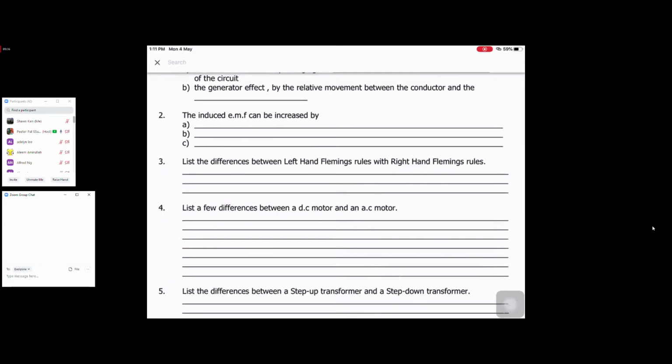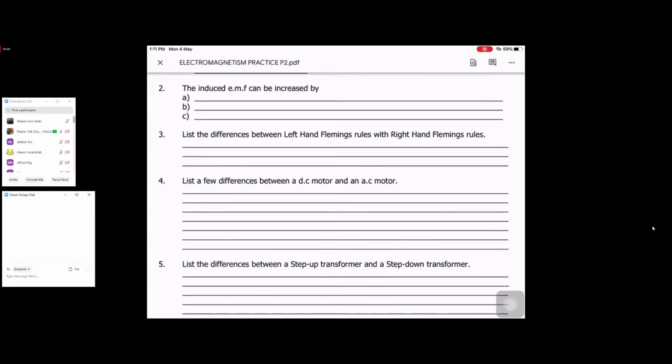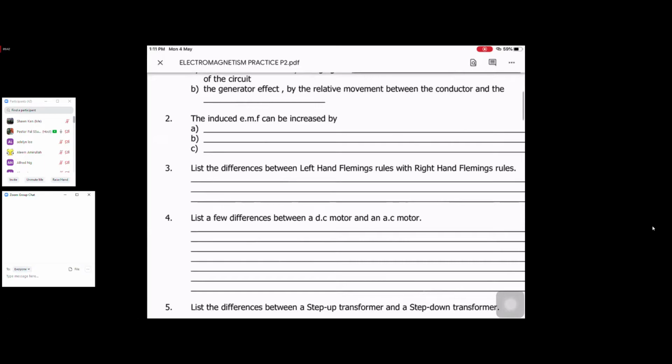Number 3. Induced EMF can be increased by number 1, increasing the speed of relative motion. Number 2, using stronger permanent magnet. Number 3, changes of flux occur at the right angle.